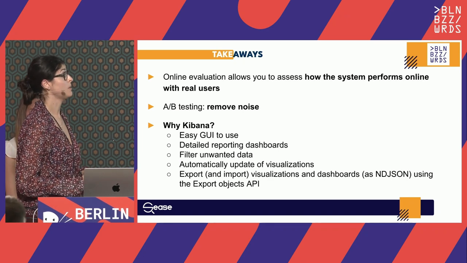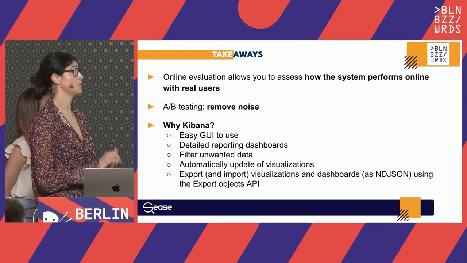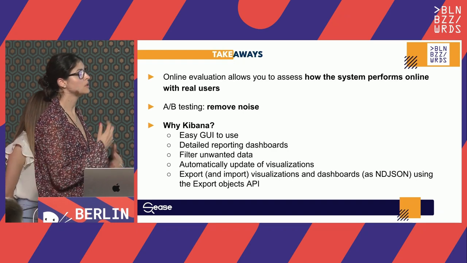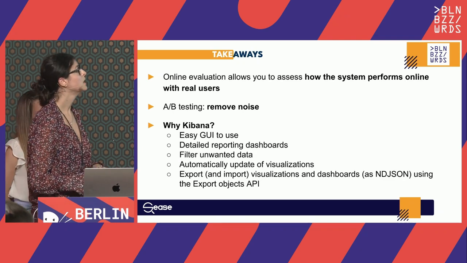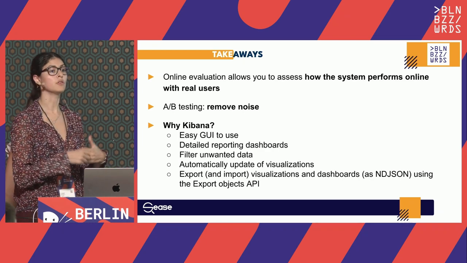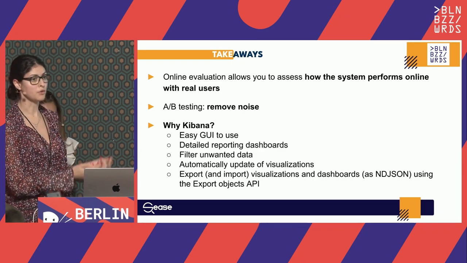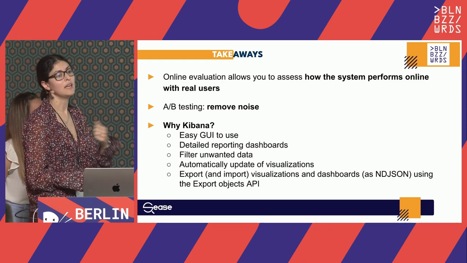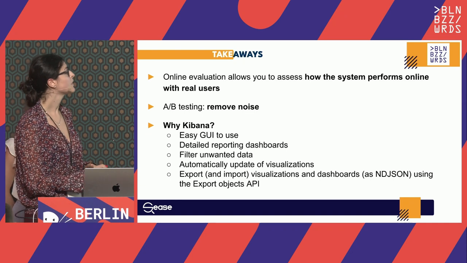Then why did we choose Kibana? Because it has an easy graphical user interface to use. As we have already seen, you can put together different visualizations and create detailed dashboards to see immediately the difference between models and make different analyses. It has the ability to filter unwanted data, so you can remove corrupted user interactions, interactions coming from testing or from different searches. And also, on the other hand, using the filter, you can specify the data that you want to highlight.